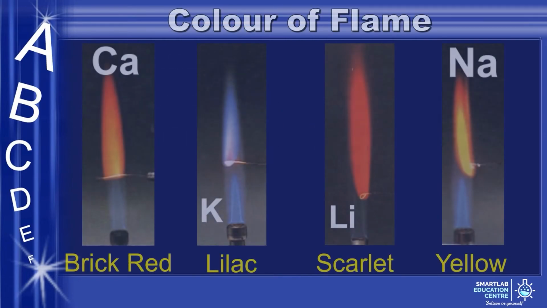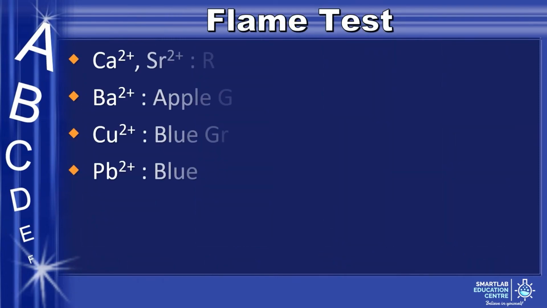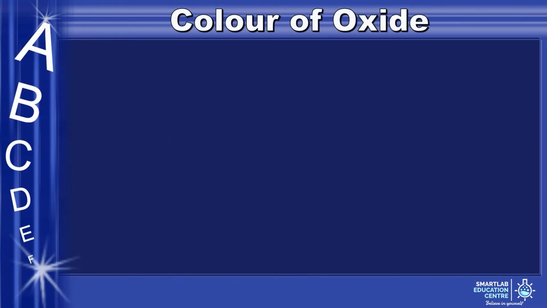Here are some images of the color of the flame when calcium, potassium, lithium, and sodium are burnt in it. And here is a list of the colors produced when other metals are burnt in a flame. And here is the color of metal oxides produced.